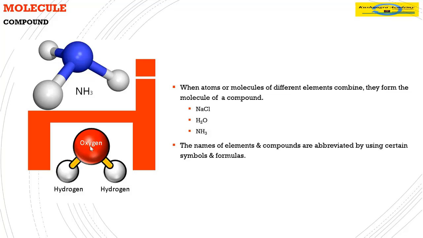We can also take the example of NH3. Here we can see this blue ball. This blue ball represents nitrogen and this silver ball represents hydrogen. That means when one atom of nitrogen combines with three atoms of hydrogen, one compound, NH3, will form. That means they are combining in a fixed ratio, and when atoms or molecules combine in a fixed ratio, they form a compound, and they have their formulas and symbols.